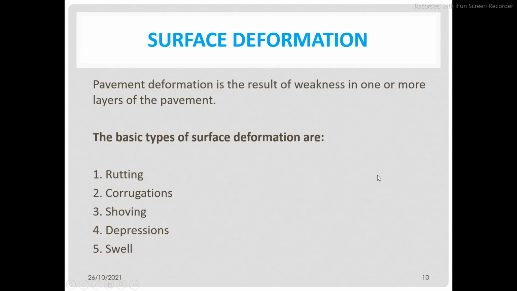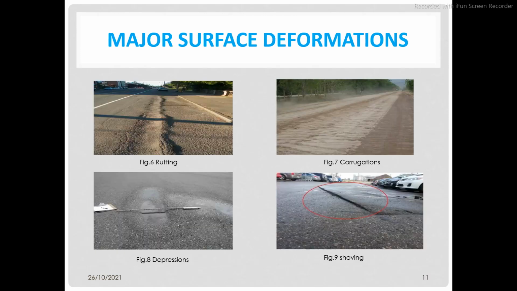Now we are going to talk about surface deformation. Surface deformation is the result of weakness in one or more layers of the pavement. The basic types of surface deformation are rutting, corrugation, shoving, depression, and swell. These are the common types of deformations which you will encounter on the roads.